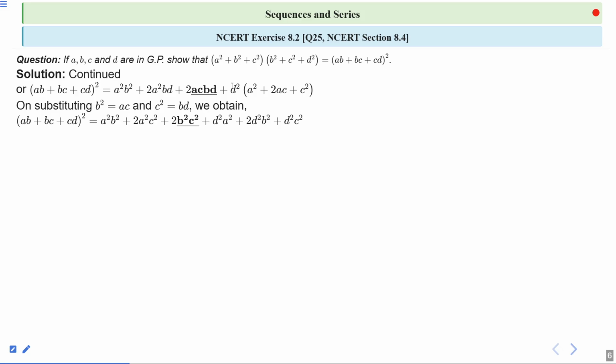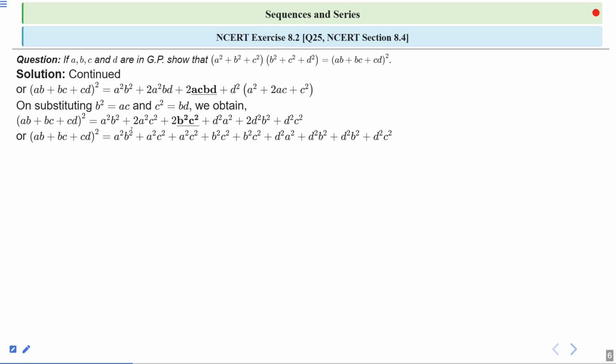So here we multiplied each term of the bracket. We get D²A² plus 2 times D²B². Here we substitute the value of AC as B², then we get 2 times D²B² plus D²C².